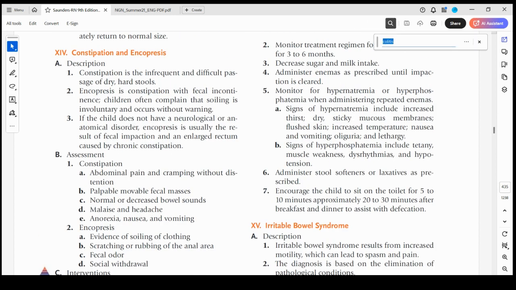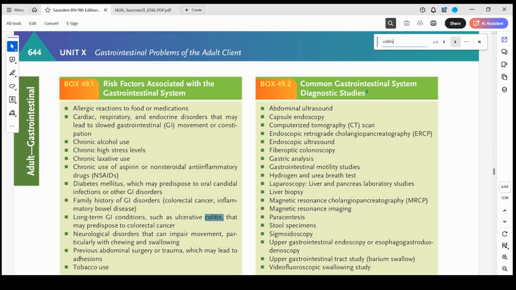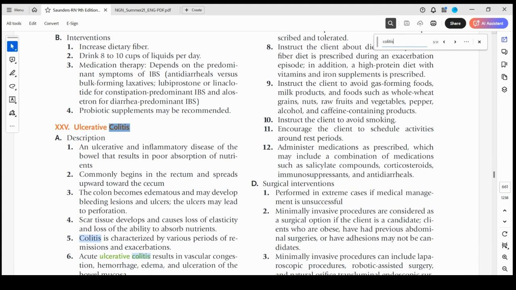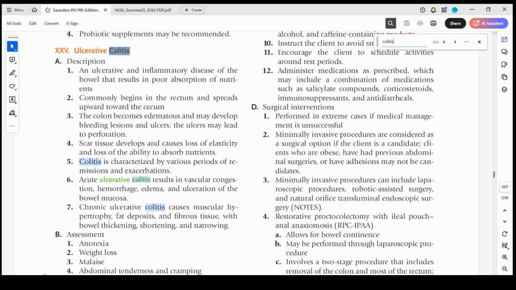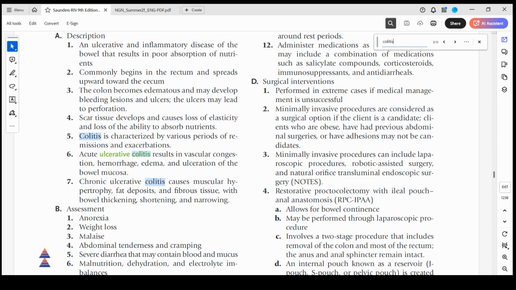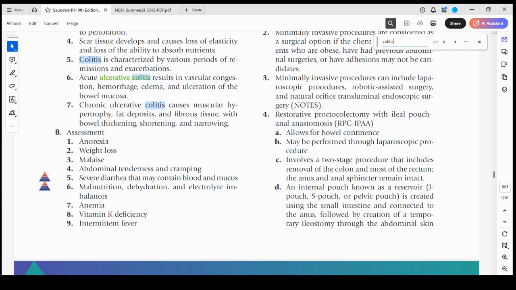All right, so colitis, for that one, they did mention a little bit about enterocolitis. And I don't think we've seen colitis anywhere else for the kids, but there is ulcerative colitis that you'll see in the GI problems for adults, which is an ulcerative and inflammatory disease of the bowel that results in poor absorption of nutrients. Colitis is characterized by periods of remission and exacerbation. Now, what are their symptoms? They're going to have anorexia, weight loss, malaise, tenderness and cramping in the abdomen, severe diarrhea that may contain blood and mucus, malnourishment, dehydration, and electrolyte imbalances. We're going to monitor those things.